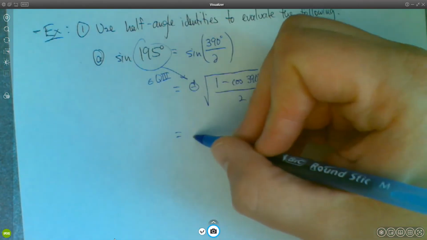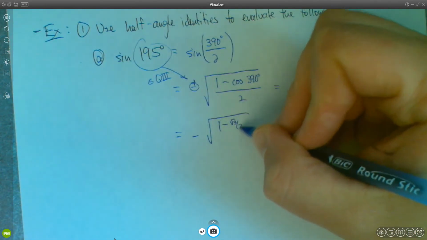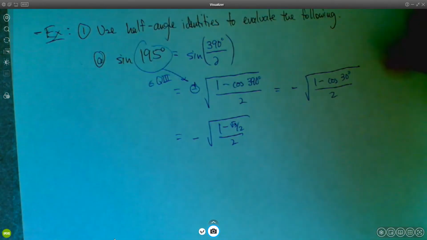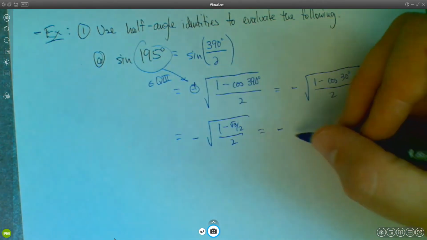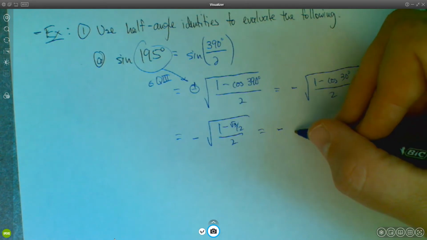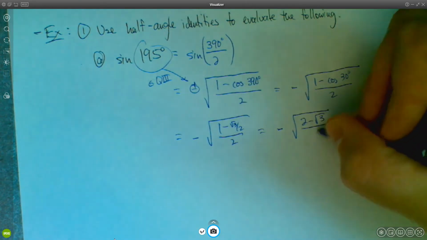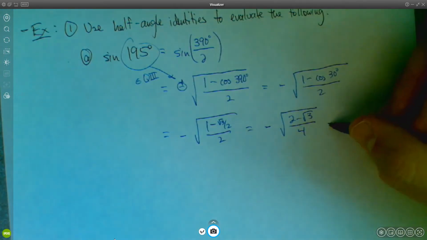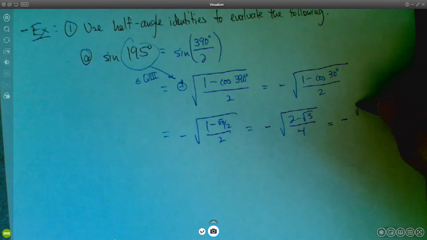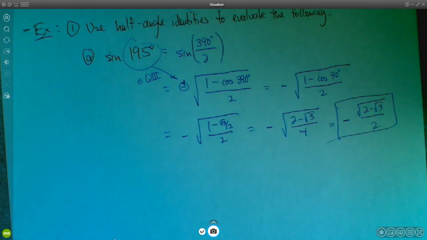So we get negative root 1 minus root 3 over 2 over 2. You can simplify the complex fraction by multiplying by 2 over 2. You would get square root of 2 minus root 3 over 4. And actually, if you apply the square root to the numerator and denominator individually, you get negative square root of 2 minus root 3 over 2. And there you go. That's the exact answer.